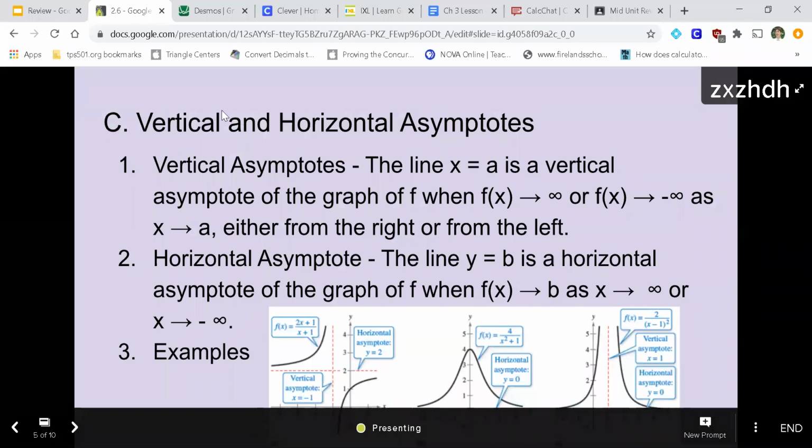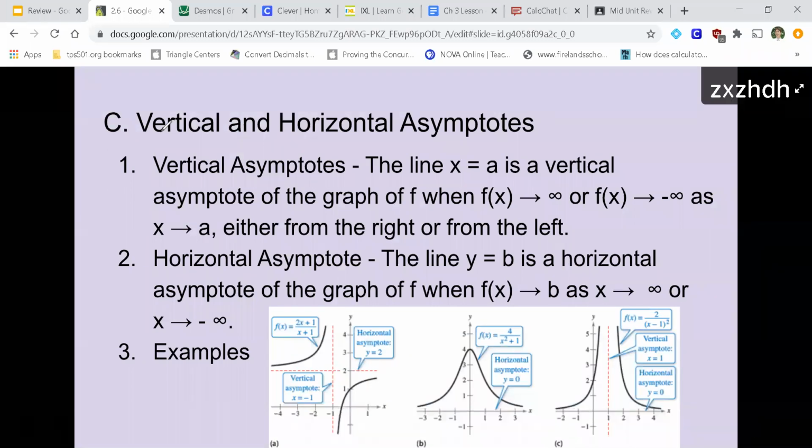All right. So what this section is really about is vertical and horizontal asymptotes. Almost all the homework questions are going to ask you, here's a rational function, tell me all of its asymptotes. A vertical asymptote is a vertical line, x equals some number a, where as x gets closer to a, f of x goes to positive or negative infinity.